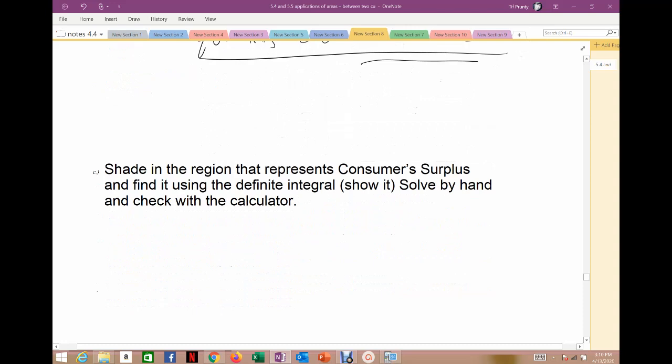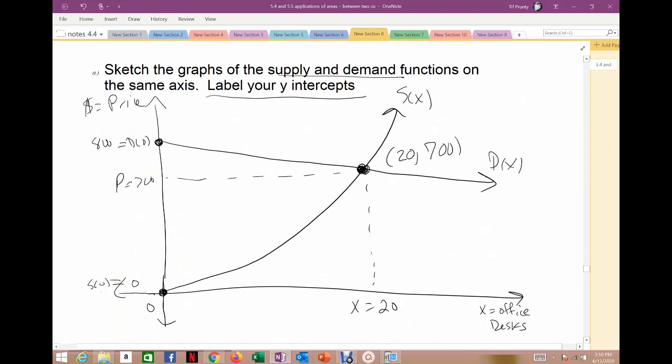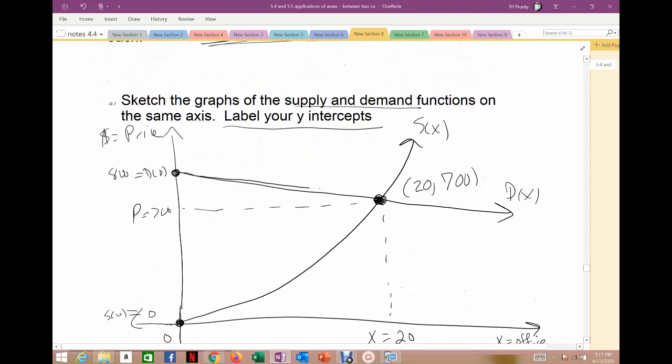Alright, shade the region that represents the consumer surplus. Find it using the definite integral. Show it, solve by hand, and then we can check using the calculator. The producer surplus I'm going to probably find using the calculator. So remember, consumers go with demand. The consumers are buying using the demand function. Manufacturers use the supply function. So I look at my demand function, which is this one, and the consumer surplus lands above the revenue generated. So this is the area I'm looking for. That's my consumer surplus.